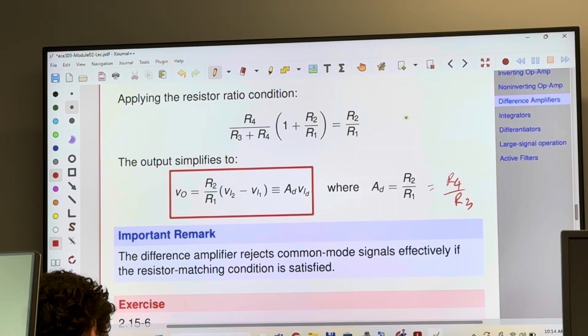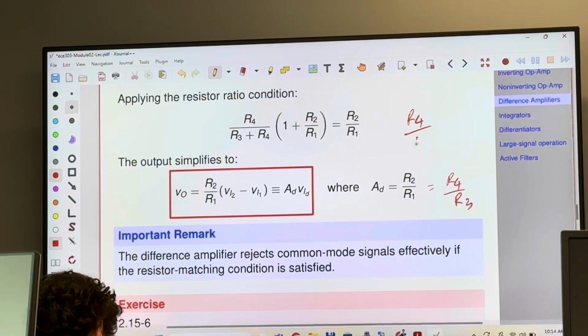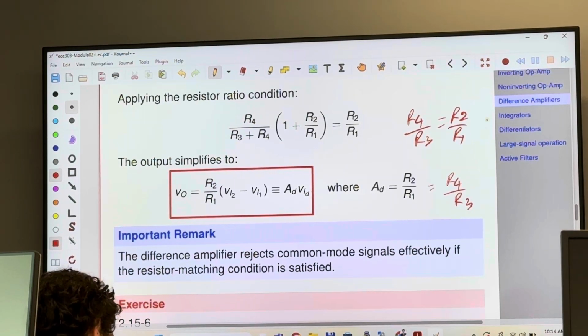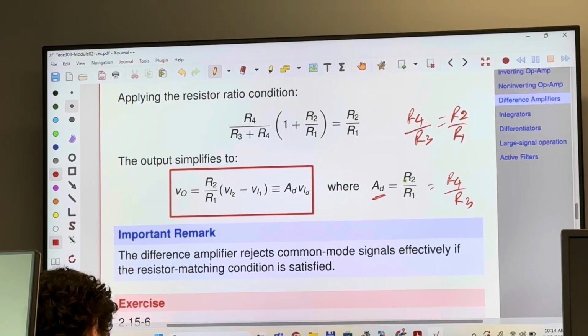So R4 over R3 has to be R2 over R1. This condition has to be satisfied, and your differential gain is R2 over R1, times this input. This is what we have.